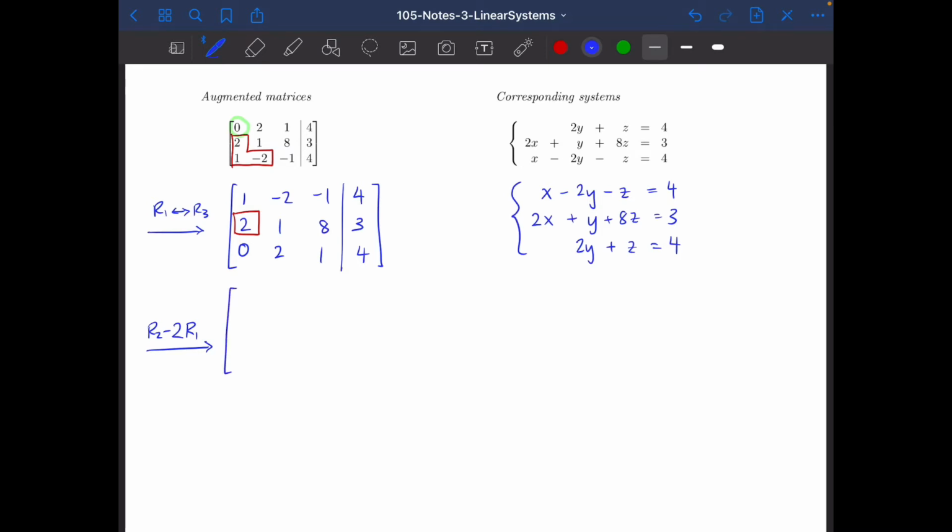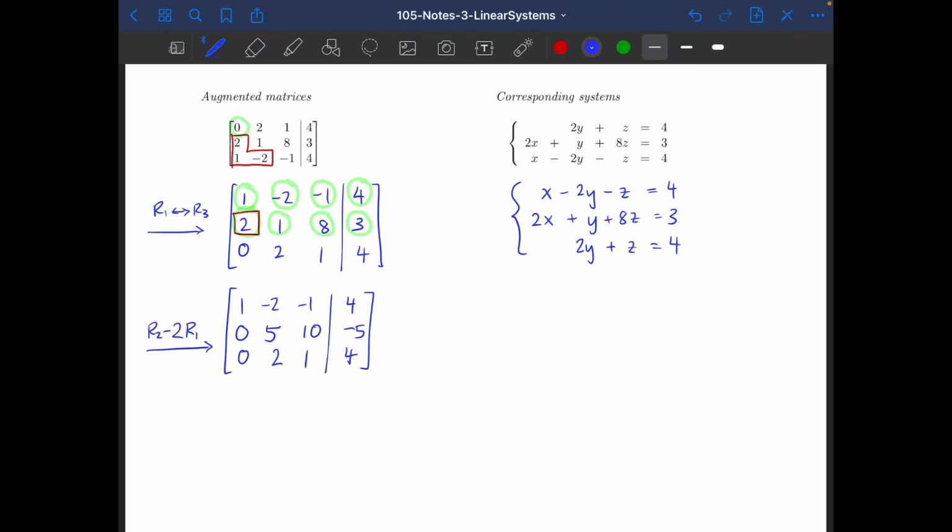So let's do that. The only row that's changing now is the second row. The first entry is 2 minus 2 times 1, which is 0, as we wanted. The second entry is 1 minus 2 times minus 2, so that's 1 plus 4, which is 5. The next entry is 8 minus 2 times minus 1, so that's 8 plus 2, which is 10. And next we have 3 minus 2 times 4, 3 minus 8, that's minus 5. There we have our new second row. The first and the third rows don't change. So we have 1, minus 2, minus 1, 4 in the first row, and 0, 2, 1, and 4 in the third row.